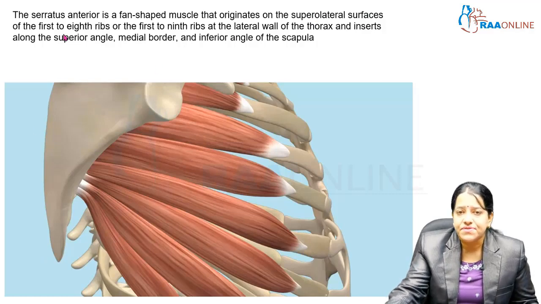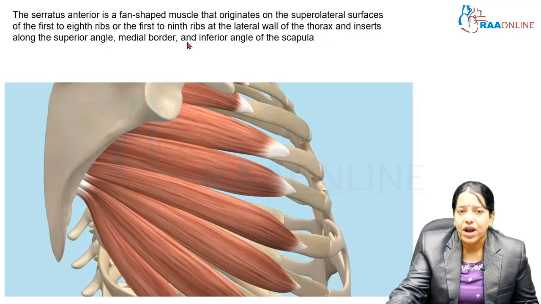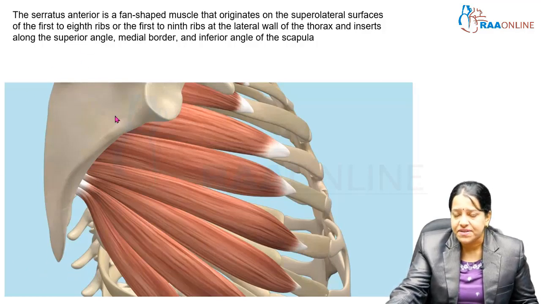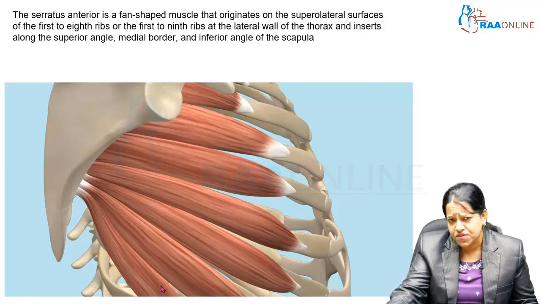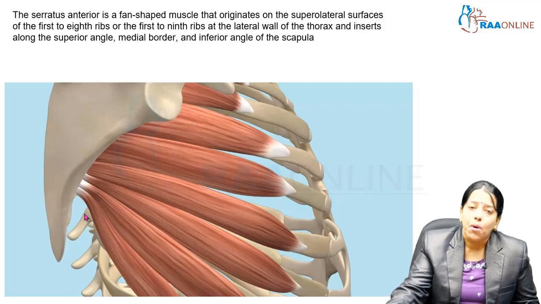It arises from the superlateral surfaces of the first to 8th or 9th ribs at the lateral wall of the thorax and inserts along the superior angle, medial border and inferior angle of the scapula. Basically, it is more on the medial border. Definitely the angles of the scapula will also get some digitations of this muscle. So this muscle takes origin from the lateral aspect of the chest wall and gets inserted to the medial border, superior angle and inferior angle of the scapula.